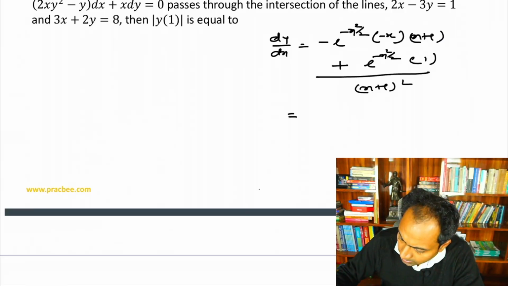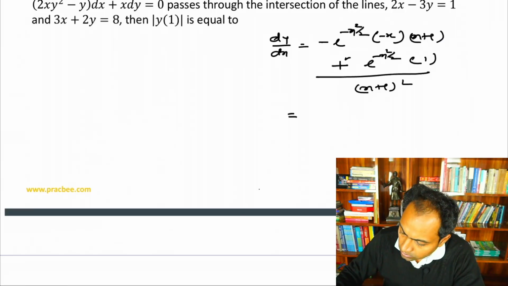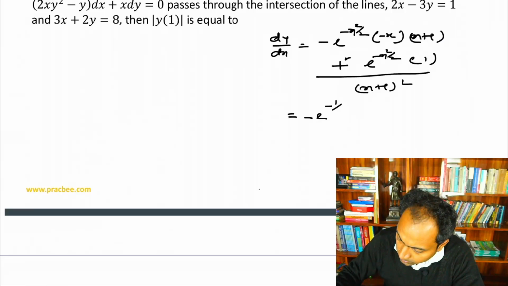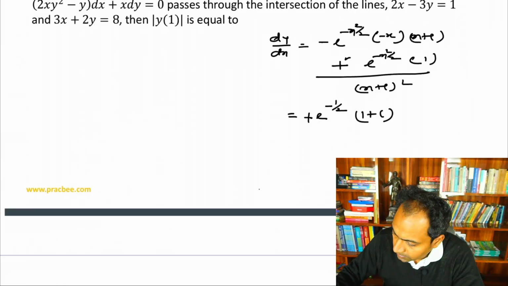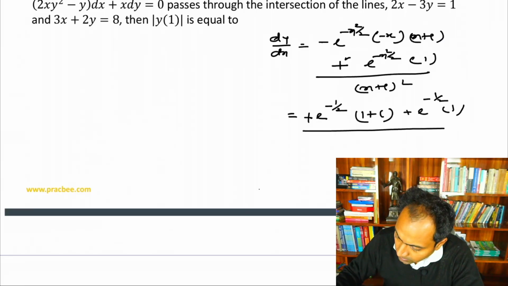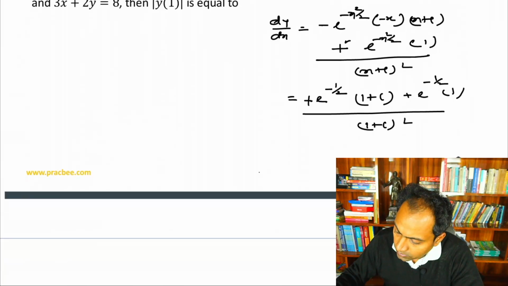So, and I have made this correction. So it will become e raised to the power, minus sign is fine. This will become minus 1 by 2. This will become plus if I put x equal to 1. This is 1 plus c. And this is plus e raised to the power minus 1 by 2 into 1 by 1 plus c whole square. This is what we are getting.